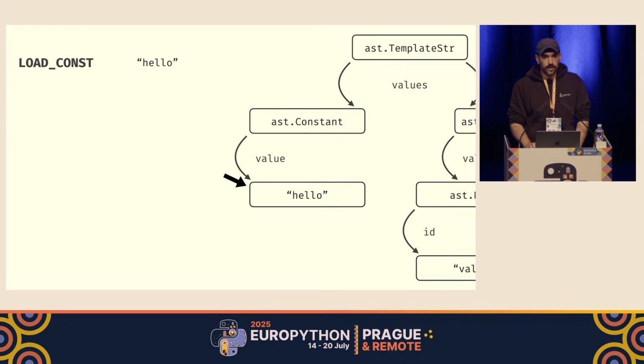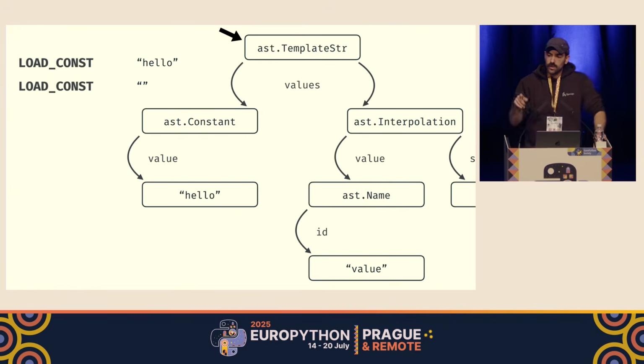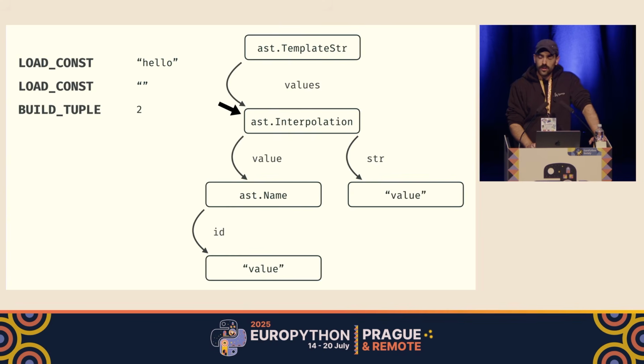Hello will be the argument to that load const. When it sees an interpolation, it actually does two passes. That's why I'm going up again. At first, it only checks the constant nodes, right? And the constant nodes, we need that empty string for some further processing down the line, but it's not really important why.